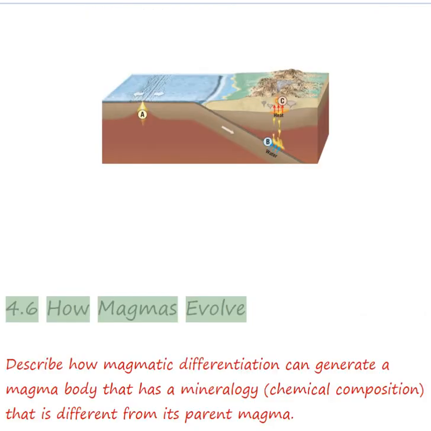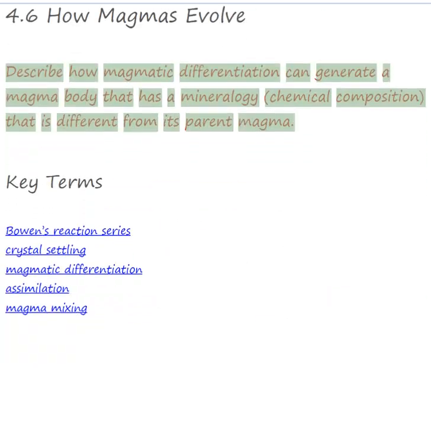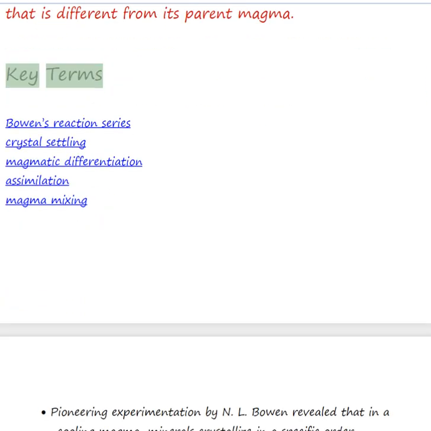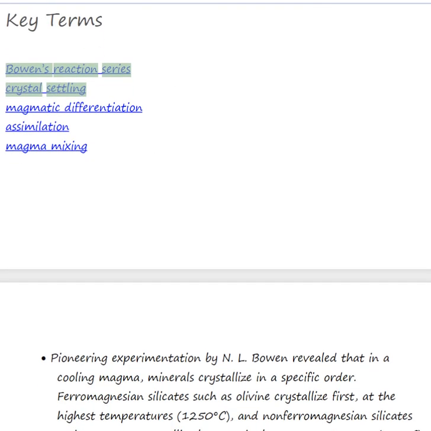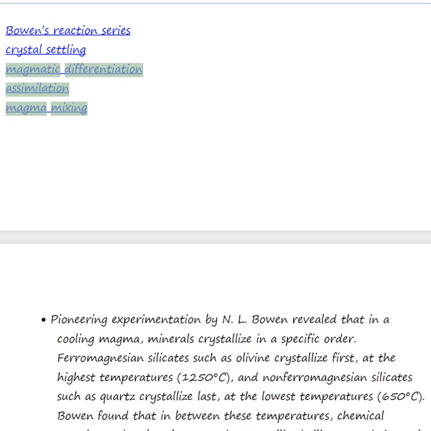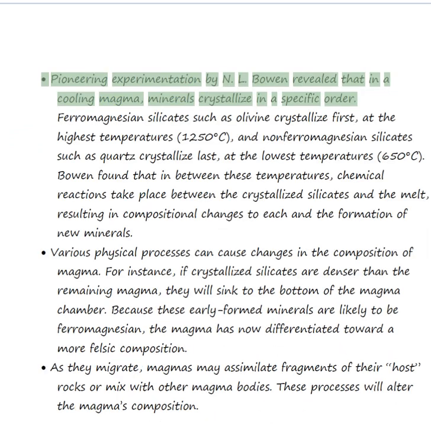4.6 How magmas evolve. Describe how magmatic differentiation can generate a magma body that has a mineralogy that is different from its parent magma. Key terms: Bowen's reaction series, crystal settling, magmatic differentiation, assimilation, magma mixing. Pioneering experimentation by N.L. Bowen revealed that in a cooling magma, minerals crystallize in a specific order.